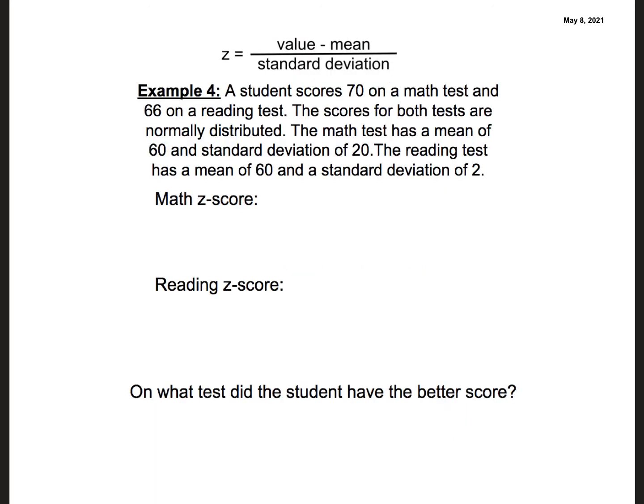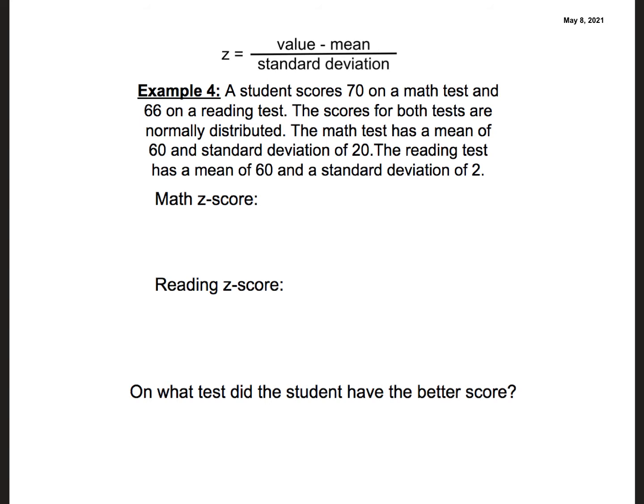Example 4 says, a student scores 70 on a math test and 66 on a reading test. The scores for both tests are normally distributed. The math test has a mean of 60 and a standard deviation of 20. The reading test has a mean of 60 and a standard deviation of 2. So we're going to start by calculating our z-scores.